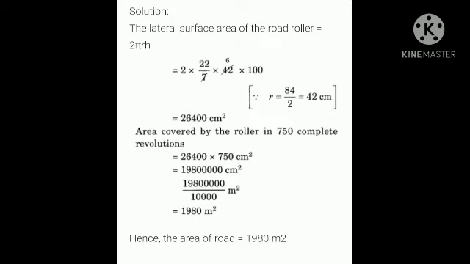So substitute here diameter 84, so radius 42 centimeter, and height is 1 meter, that means 100 centimeter. So by calculation, 2 pi rh, we will be getting 1980 meter square. First we will get it in centimeter square, that will be divided by 10,000 to get it in meter square. So that is the area of the road also.